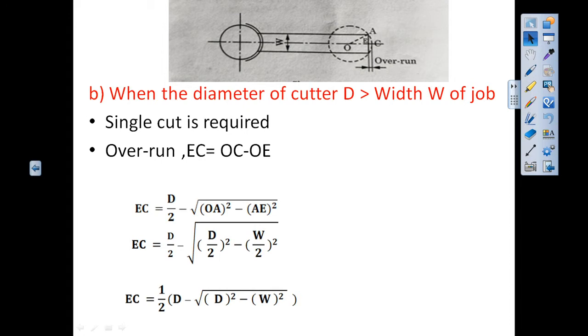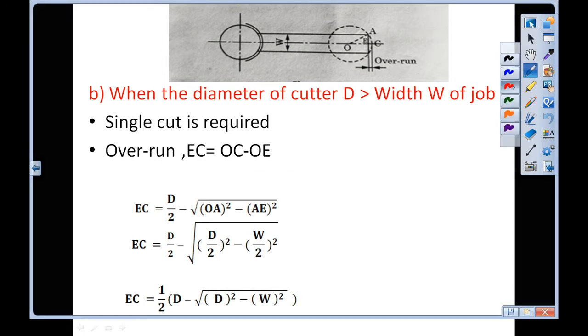Now in the second case, when the diameter of the cutter is greater than the width of the job. Here is the width W. So D is greater than W. Then in that case, a single cut is required.